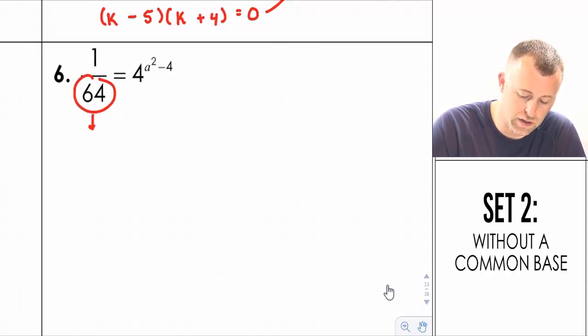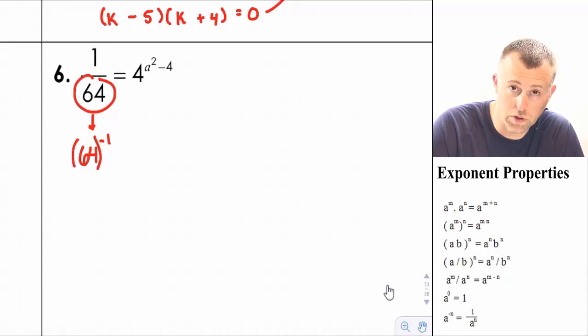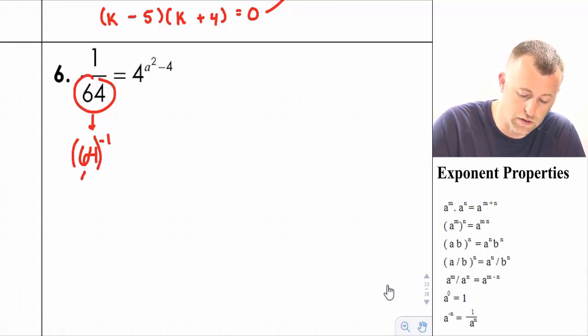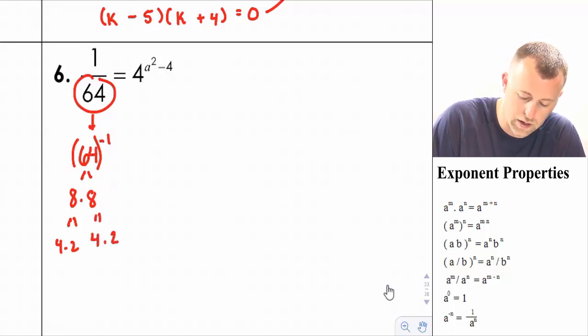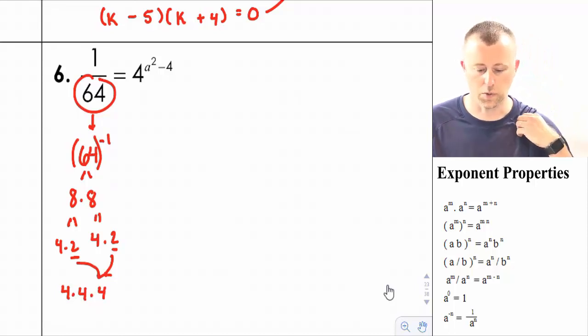I'm going to take this 64, I'm going to rewrite it as 64 to the negative 1. And let's go ahead and put that in parentheses. So that negative 1 is going to stick around. However, this 64 needs to get broken down. My goal is to make it have a base of 4. So if you don't know what it is already, you break it down until you find out. So 8 times 8 is 64, which is 4 times 2, and 4 times 2. Now notice I can combine these 2's, and if you notice, 4 times 4 times, bring those 2's together, 4 cubed is going to equal 64.